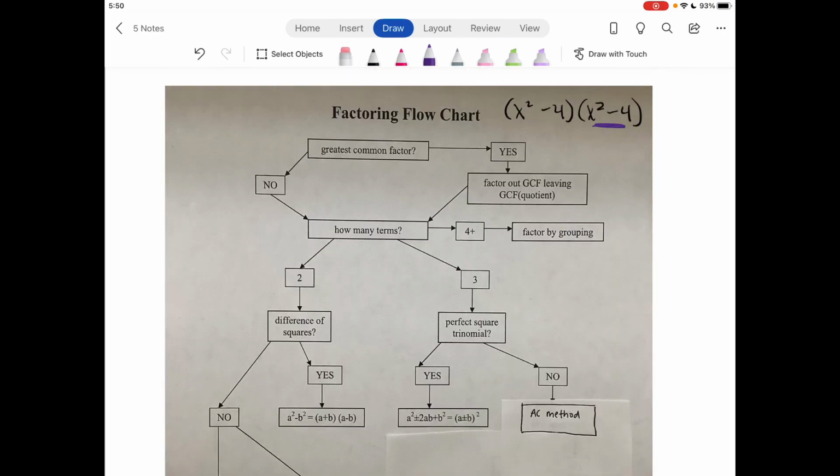Now we can take a look at this second factor. Again, looking for greatest common factor, which there is not one. It also has 2 terms, so we're going to look at the difference of squares. It is subtraction, and x squared and 4 are both perfect squares, so that means we can apply the difference of squares again, specifically to that set of parentheses.